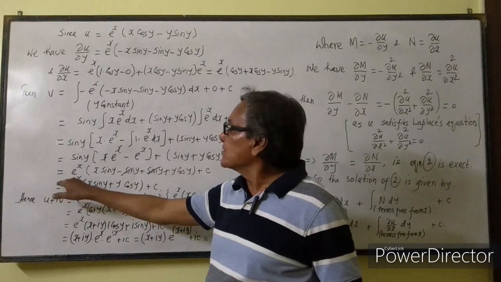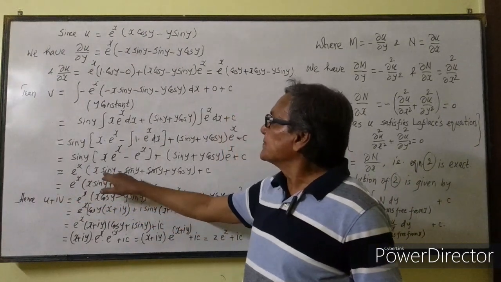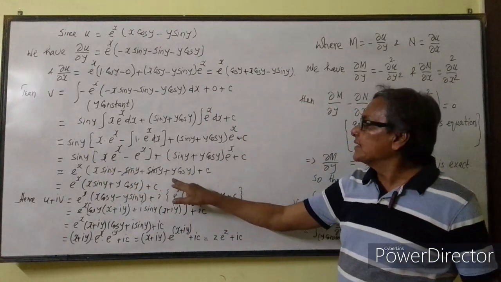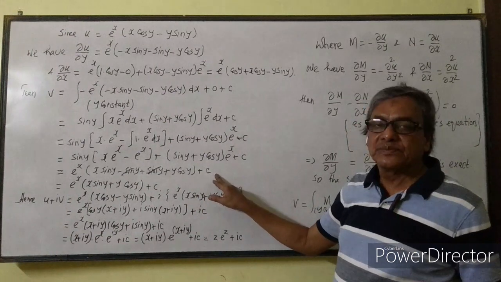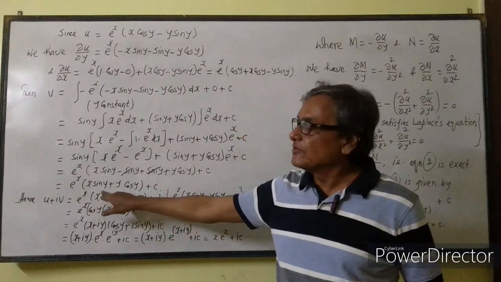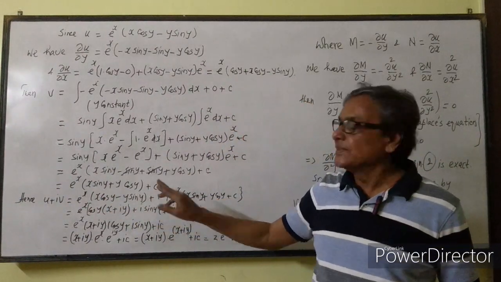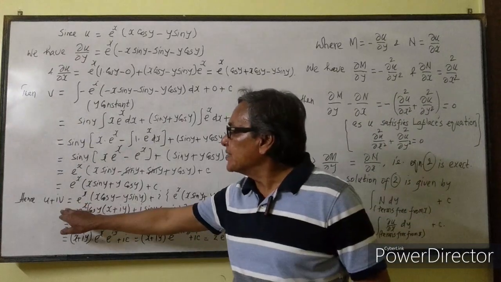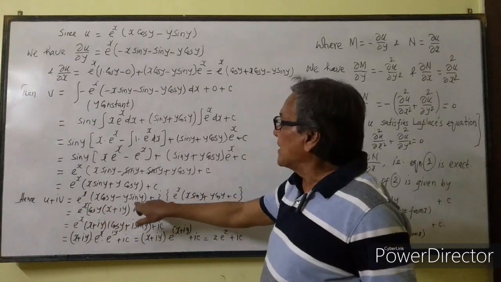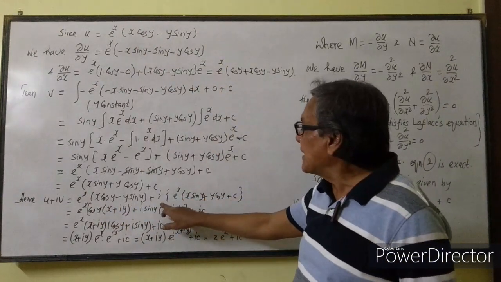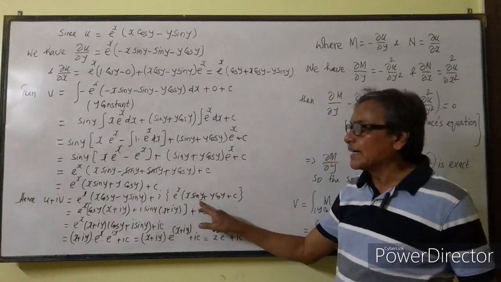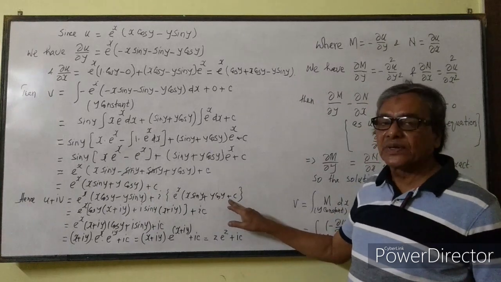After taking out e to the power x in common, this will be equal to e to the power x times x sin y minus sin y plus sin y plus y cos y plus c. So finally we get e to the power x times x sin y plus y cos y plus c, hence u plus iv. Now give the value of u and v. u is e to the power x times x cos y minus y sin y, plus i times v. Here v is e to the power x times x sin y plus y cos y plus c.